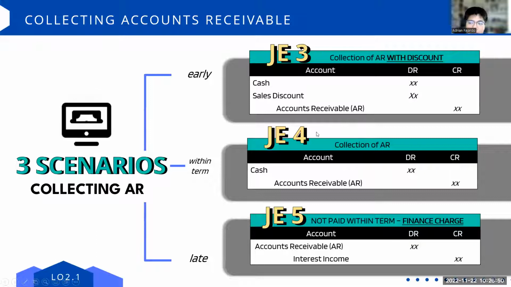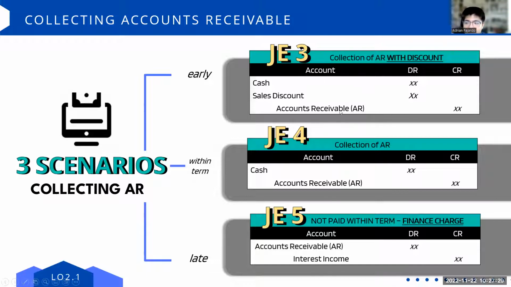Next, the last 3 journal entries that you have to know under initial recognition would be, paano ba pag nag-collect na tayo ng AR, right? So, basically, there are 3 scenarios when you try to collect your accounts receivable. Either A, your customer or the company paid early. So if they paid early, meaning they paid within the credit terms, so again, call back to inventory, may credit terms. So if you pay within the period, you get a discount, right? So this would be the journal entry. Debit cash, debit sales discount, credit AR.